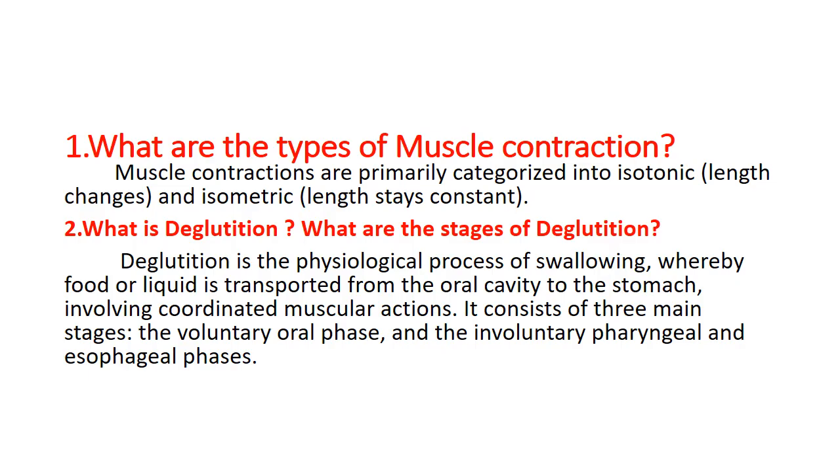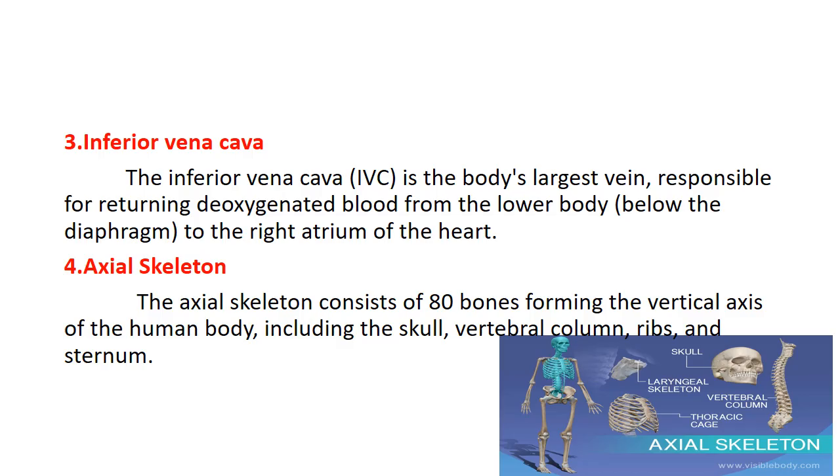What is deglutition? What are the stages of deglutition? Deglutition is the physiological process of swallowing. Here the food or the fluid that we have taken through the oral cavity reaches the stomach, involving a coordination of muscular action. It consists of mainly 3 stages: the voluntary oral phase, and the involuntary pharyngeal and esophageal phases. In the voluntary oral phase, we voluntarily chew the food, and the pharyngeal and esophageal phases happen involuntarily.